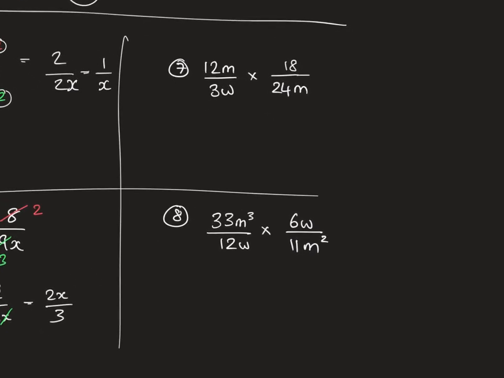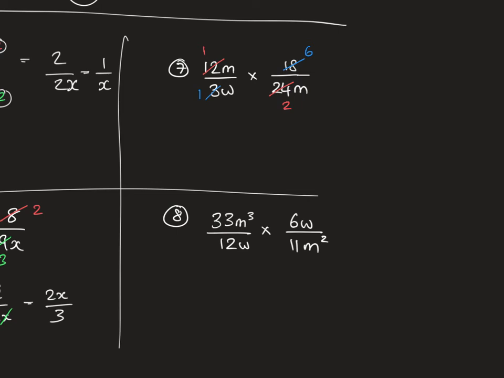All right, have a look at here. So we're going to, again, look for things that might be able to cancel. So we can see the 12 and the 24 will both divide by 12, leaving us with 1 and 2. And for the other ones, we've got a 3 and 18 will both divide by 3. 3 divided by 3 is 1. 18 divided by 3 is 6.